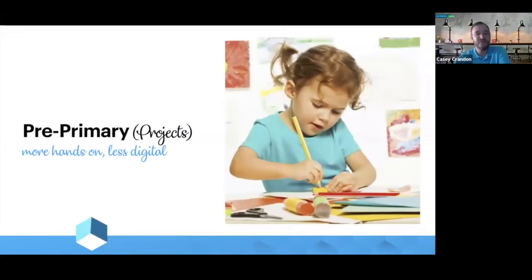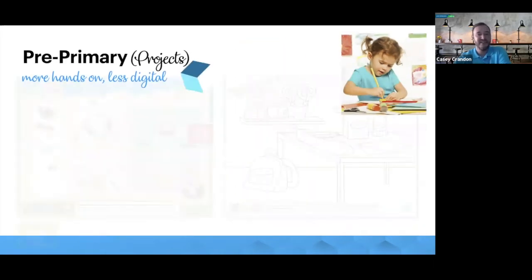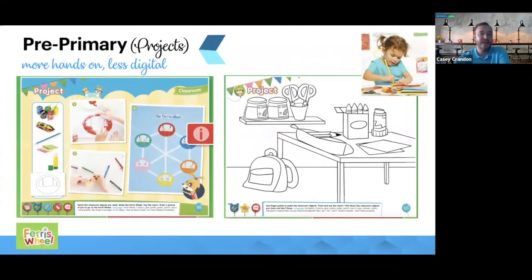Now, before I go into a lot of the other platforms, I'm just going to talk about each individual segment. So pre-primary projects, obviously they're more hands-on. I have 2 little boys, a 5-year-old and a 7-year-old, and they love doing projects. Let's take, for example, any course book out there. This is an example from Ferris Wheel, a new series from Macmillan. They actually do a lot of projects inside of it. Most course books for young learners have hands-on projects.